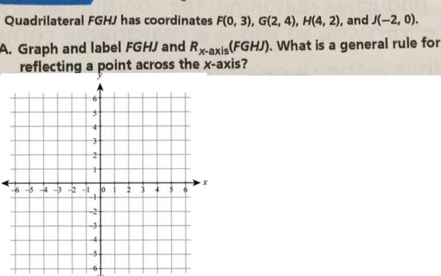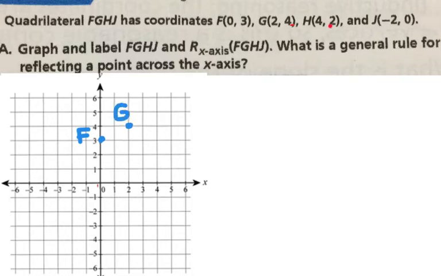And that tells me F is at 0, 3. So that means I'm here at the origin. 0 means I go left or right nowhere. 3 means I'm going to go up 3 to here. So right here is 0, 3. And I'm going to label this point F. Okay. G is at 2, 4. So I'm going to go right 2. I'm going to go up to 4 right here. So that would be my point G.